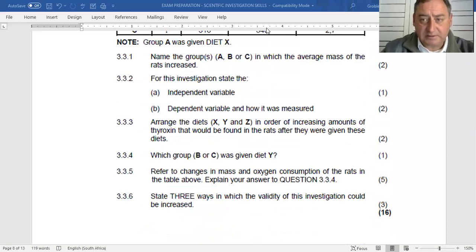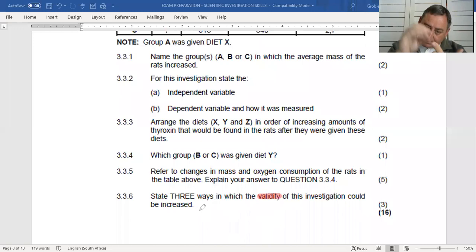Now do you see this word? It's not reliability. Reliability has to do with numbers. But here they want to know what will make my investigation more valid. So state 3 ways in which the validity of the investigation could be increased. One could be to be sure that you use the same species, the same kind of mice. So if a learner writes here, more mice could have been used, it's not right because that's reliability.